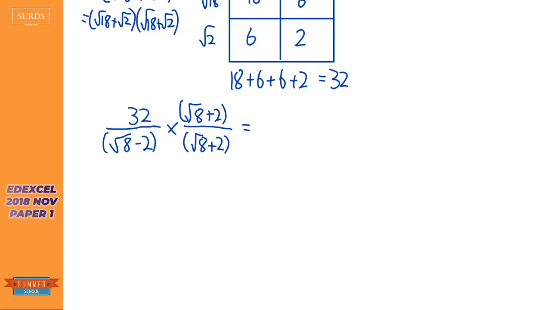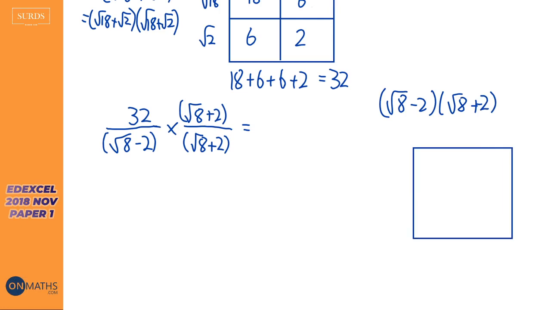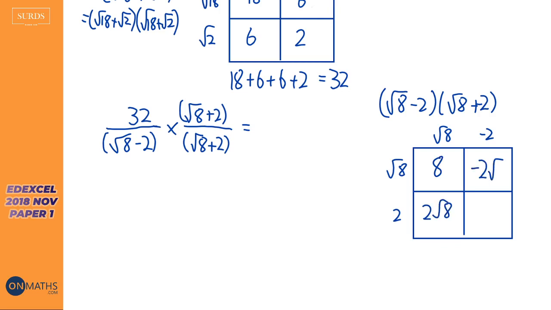So I'm going to do this multiplication here, just to the right here. So we're going to do root 8 minus 2 times root 8 plus 2. Again, you can use FOIL or whatever method you're happy with. I find the grids just easier to show. I'm not saying they're better. So we go root 8 minus root 2, root 8 plus root 2. So root 8 times root 8 is 8. 2 times root 8 is 2 root 8. Minus 2 times root 8 is minus 2 root 8. And then 2 times minus 2 is minus 4.